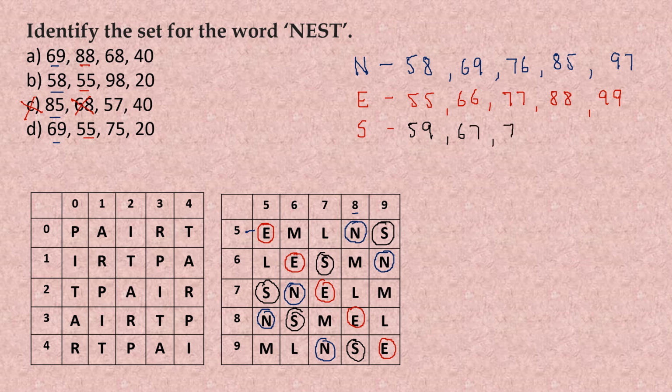The third one is going to be 7 and 5. The fourth one is 8 and 6. And the fifth one is 9 and 8. So these are the values of S that are possible. Now let us check again.